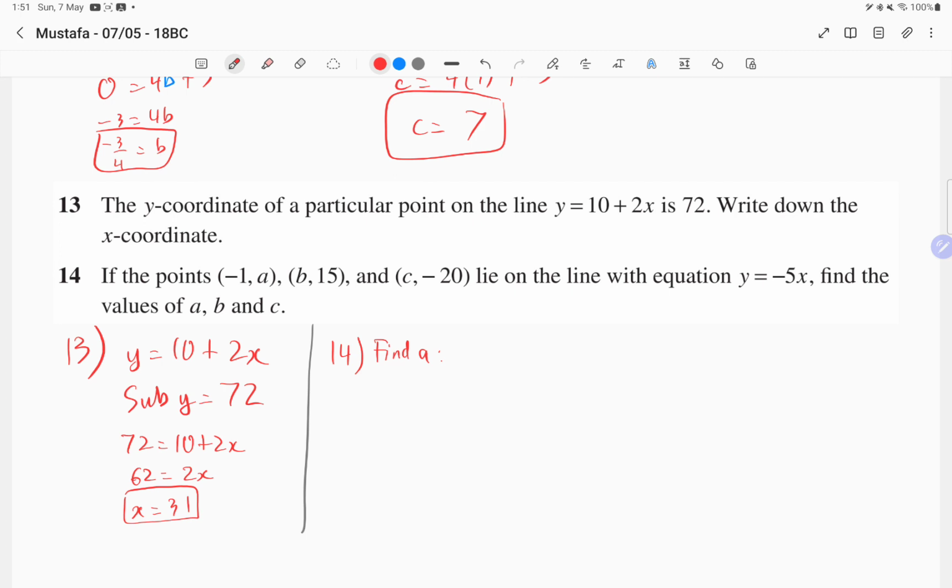So normally what you write is this. You would write sub x equals -1 and y equals a, because the equation has y equals to -5 times x. So when you sub x equals to -1, you should also write that sub y equals to a. And then instead of writing y and x, you write the two new things.